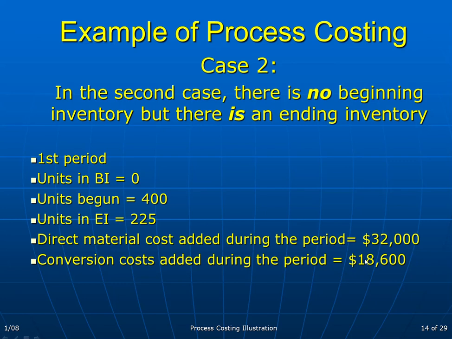However, conversion costs are added uniformly during the period, and not all 400 of these units were completed. In fact, only 175 of these units were completed during the period because 225 remain in ending inventory.